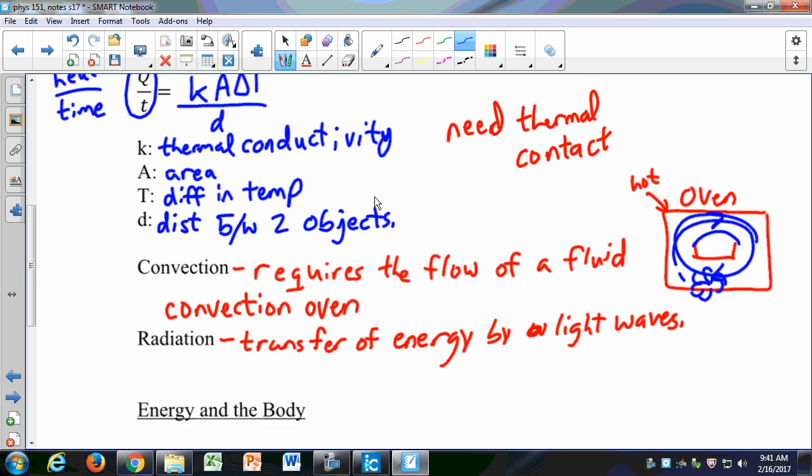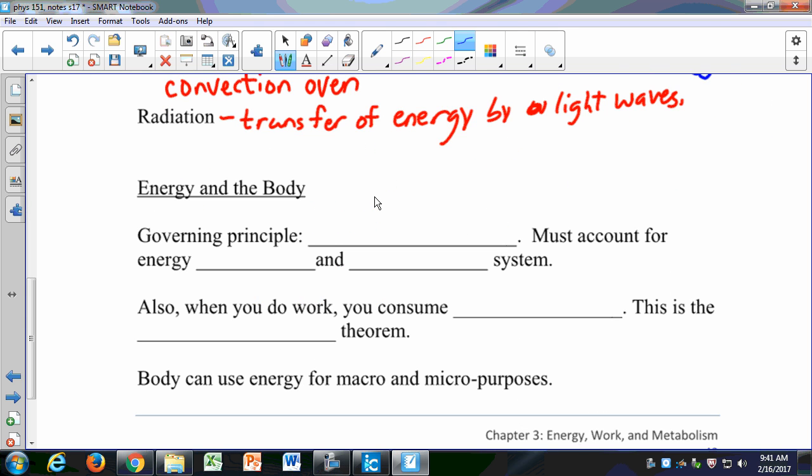All right, energy in the body. A governing principle is going to be the conservation of energy.